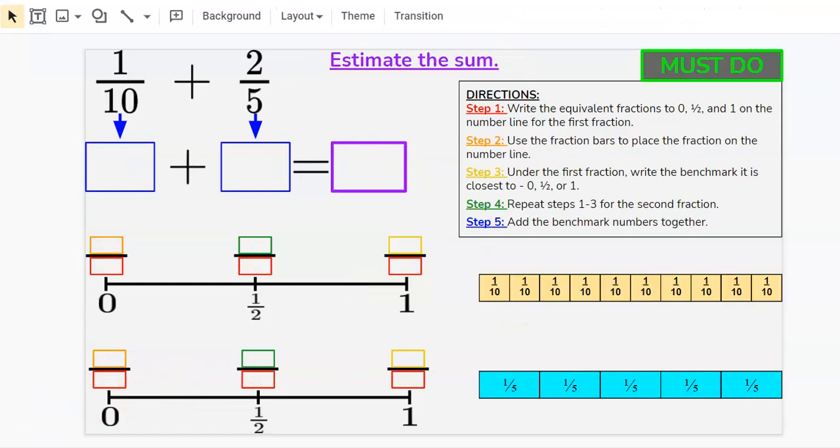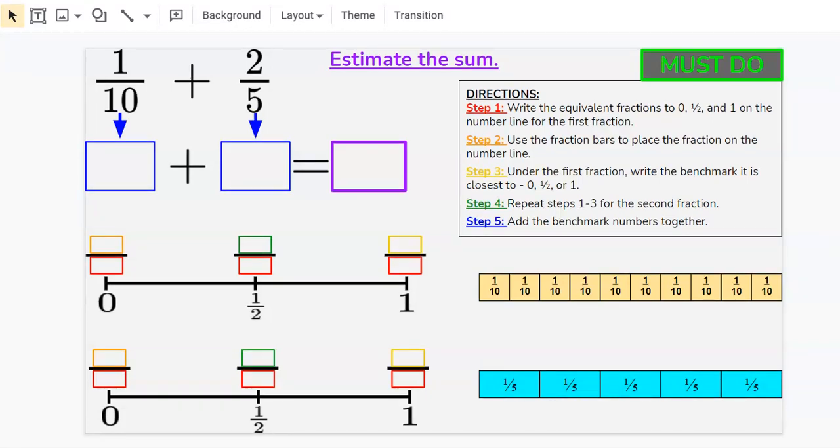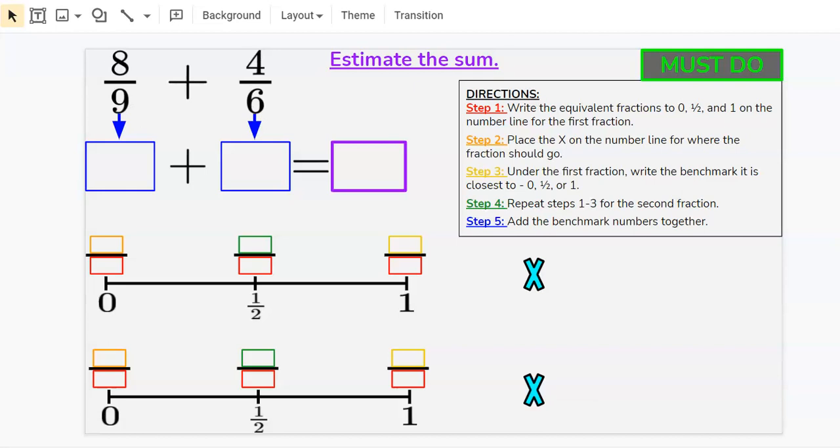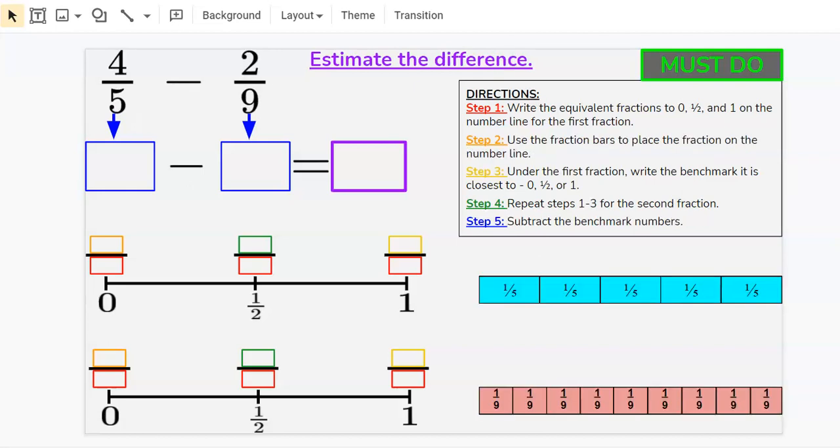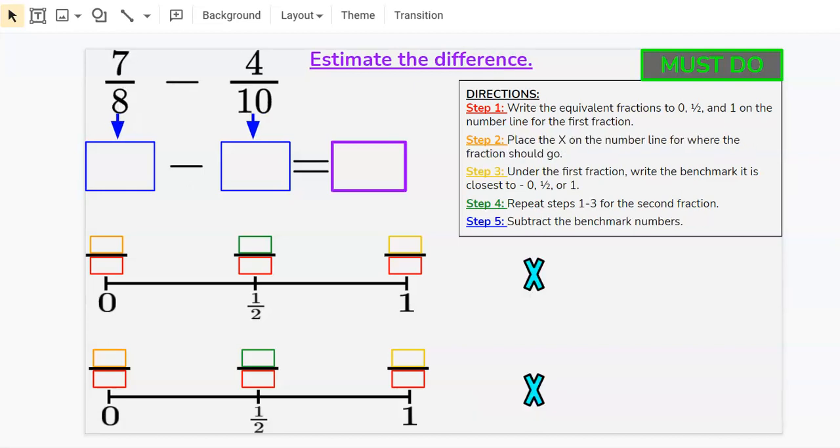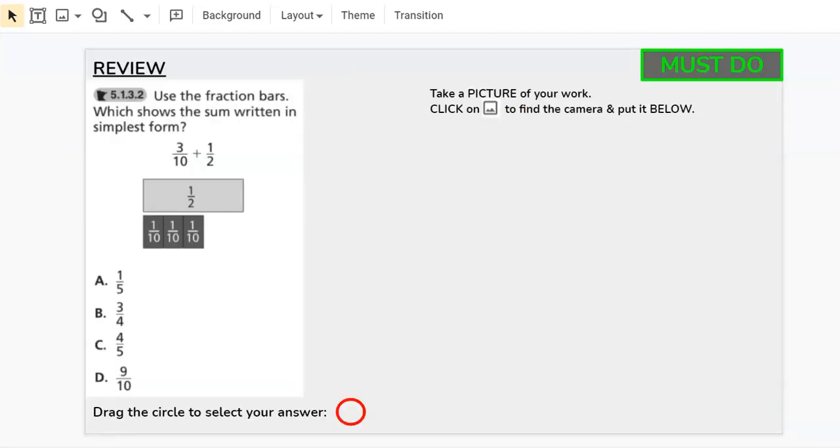So you're going to do some problems on your slides that look just like the ones I just showed you. You're going to have a sum and a difference where you're using the fraction bars, and a sum and a difference where you're using the X's. Then you're going to have some review problems. So this is a review from last week where you are adding fractions and finding the best answer.